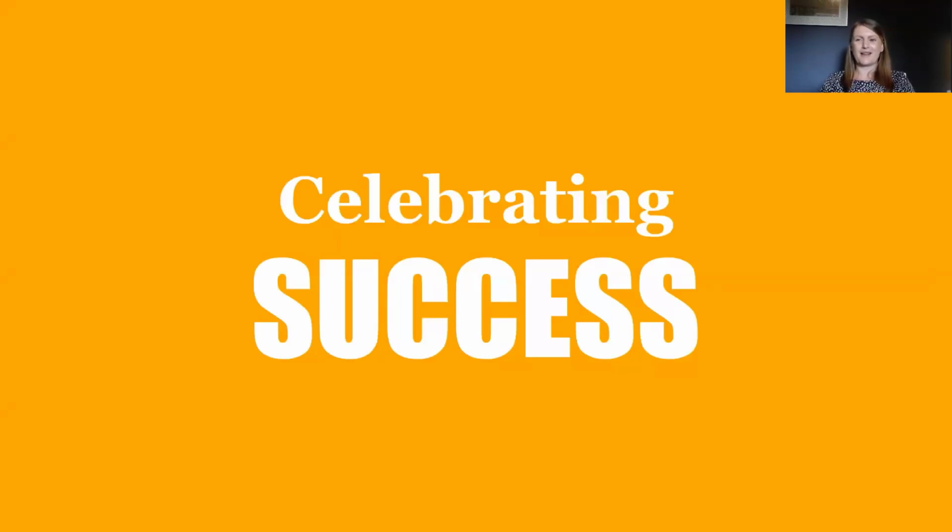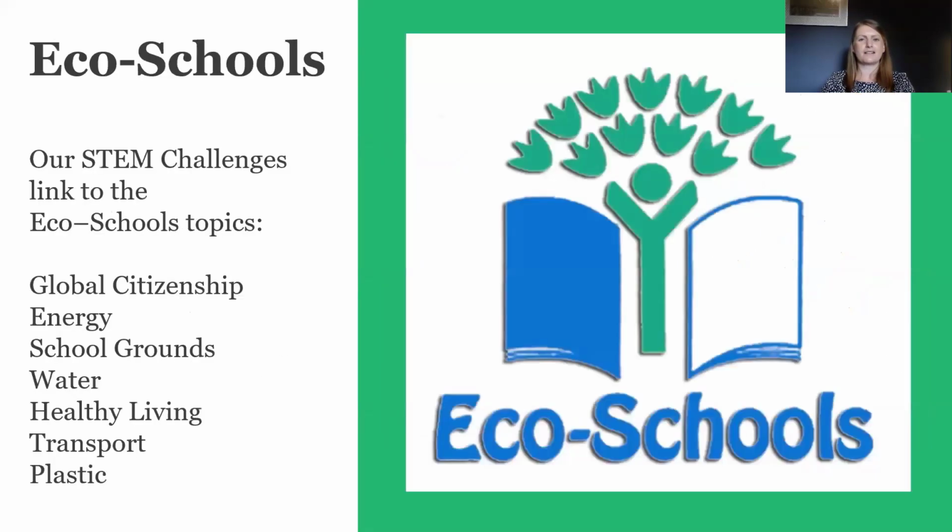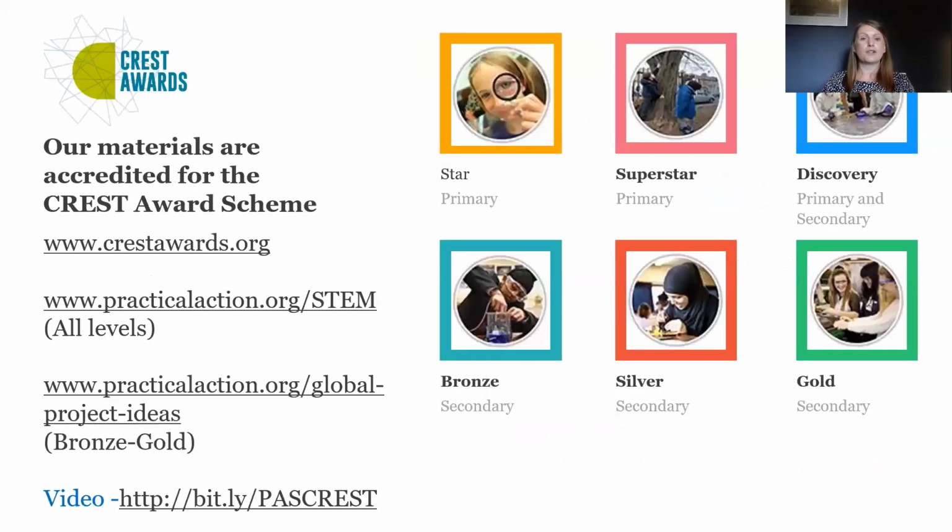Now, when you're working in your STEM club, there are lots of ways that you can celebrate the successes. You can print out certificates from the Practical Action website. Each of the challenges comes with its own certificate. You could use the Practical Action challenges to work towards an Eco School award. You could use the challenges to be able to work towards Crest Awards as well. There are primary awards, the Star and Superstar, and there are also secondary awards as well. The Discovery Award is for primary and secondary, and then you've got bronze, silver and gold awards for secondary.